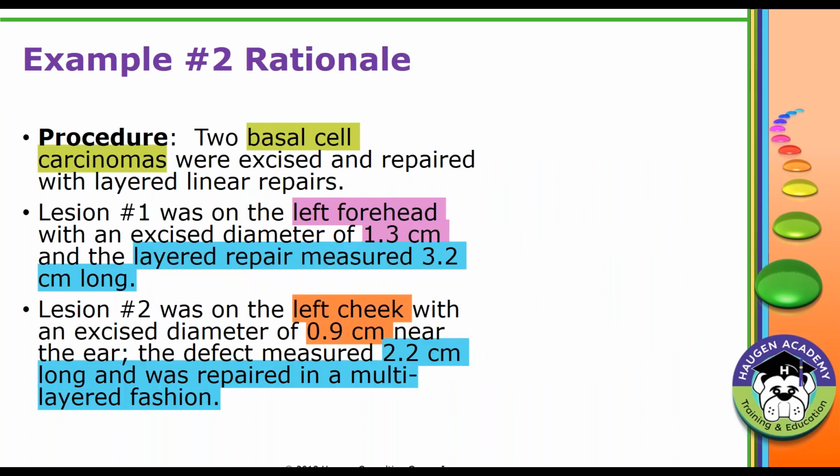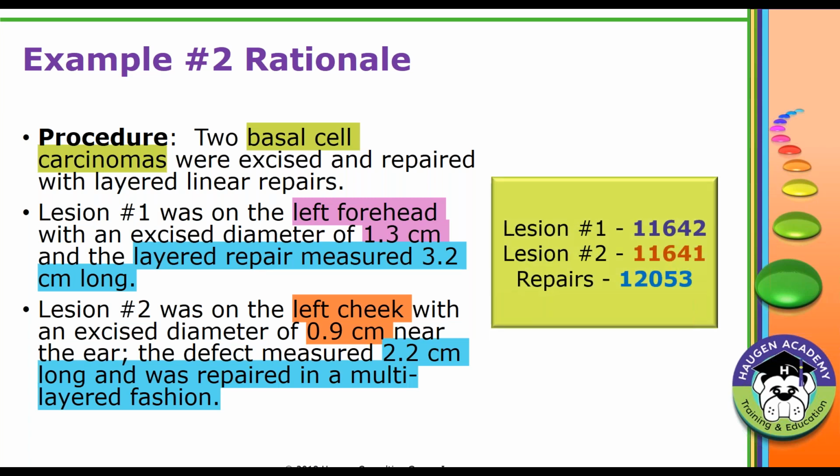I went ahead and highlighted some important information we have to pull out of this report. The first thing is that it's a basal cell carcinoma, so that leads us into our malignant excision codes. And then the second thing I have highlighted in purple for that first lesion is that it was on the left forehead, so we need to know the location, and then the excised diameter. And then in blue, that it's a layered repair. And then for lesion 2, we also need to know the location and the excised diameter, and then also that it was a layered repair and the length of the repair.